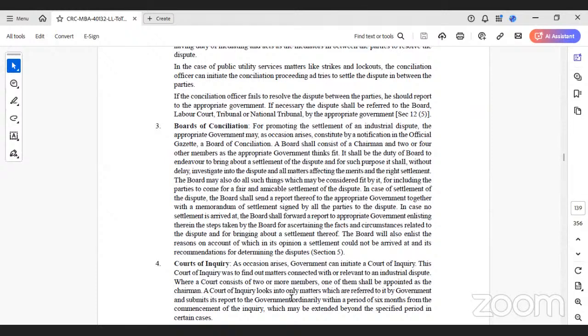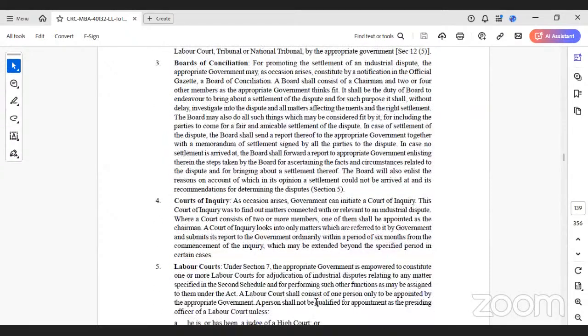And then we have the courts of inquiry. The government can constitute a court of inquiry. This court of inquiry will try to find the matters connected and try to resolve the industrial dispute. Where a court consists of 2 or more members, one of them shall be appointed as chairman. The court of inquiry looks only into the matters which have been referred to it by the government, and it has to submit a report to the government within a period of 6 months from the commencement of the inquiry.